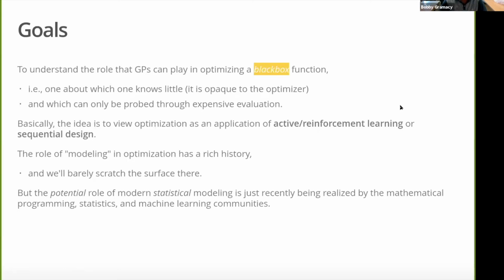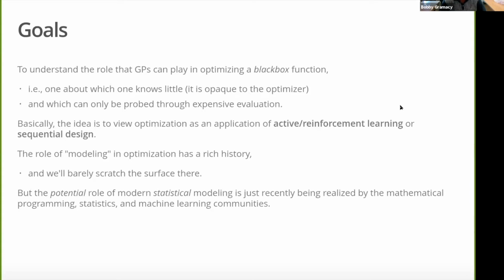So the idea of Bayesian optimization is to view optimization as an application of what the machine learning community calls active or reinforcement learning, or what the statistical community calls sequential design. The idea is to build up knowledge of the thing that you're working with, the black box function, and use that knowledge to make informed decisions about the answer to the question, which is where is the function minimized or something like that. So to try to create this virtuous cycle between data acquisition and problem solving.